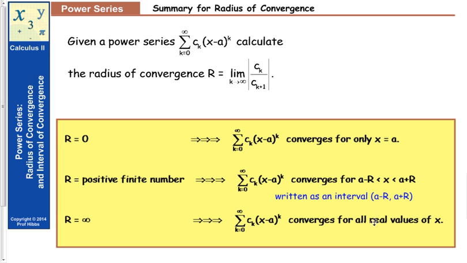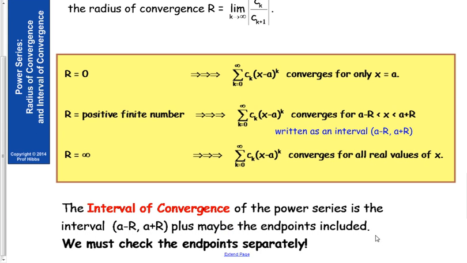Now, it could be that when we calculate this limit, we get infinity. And so the radius of convergence would be infinity, which means the power series converges for all x values. That's what that means. And that can certainly happen. We could have a power series that converges for any x value that we can think of.